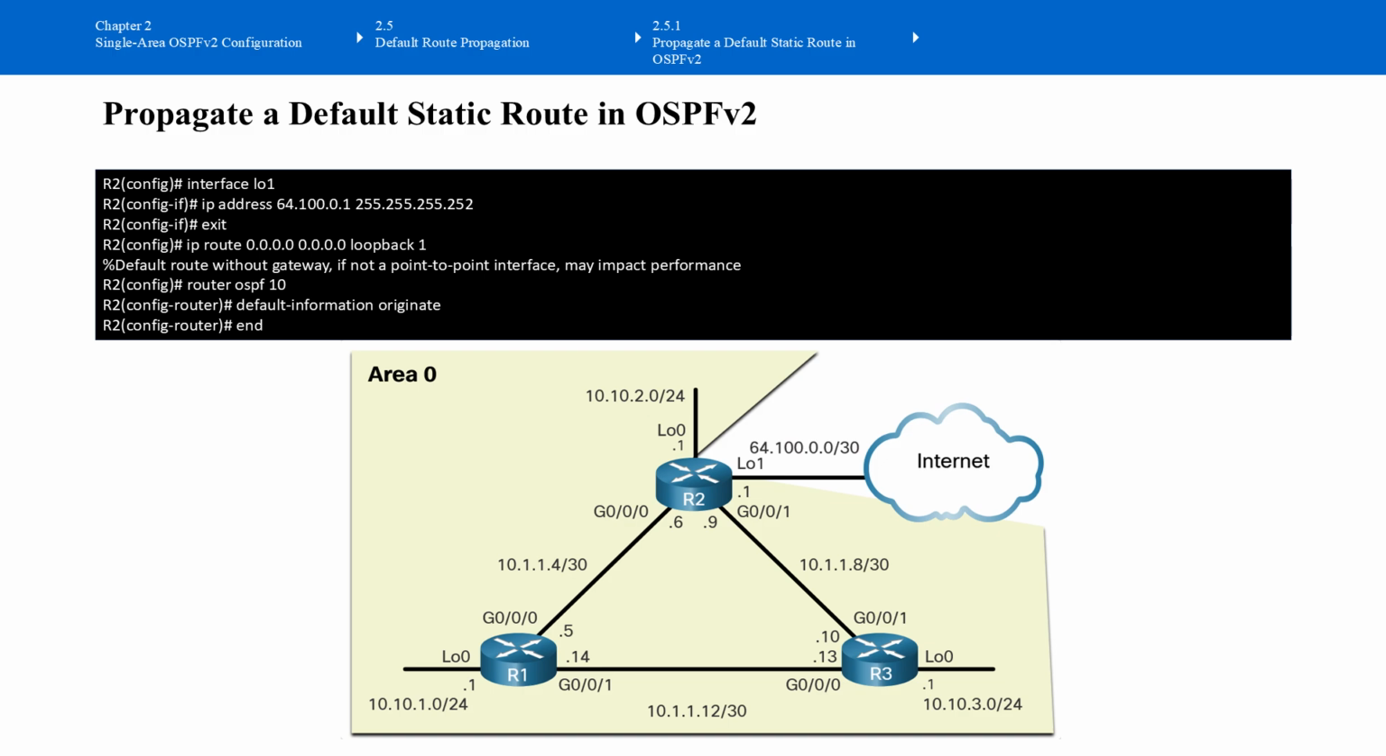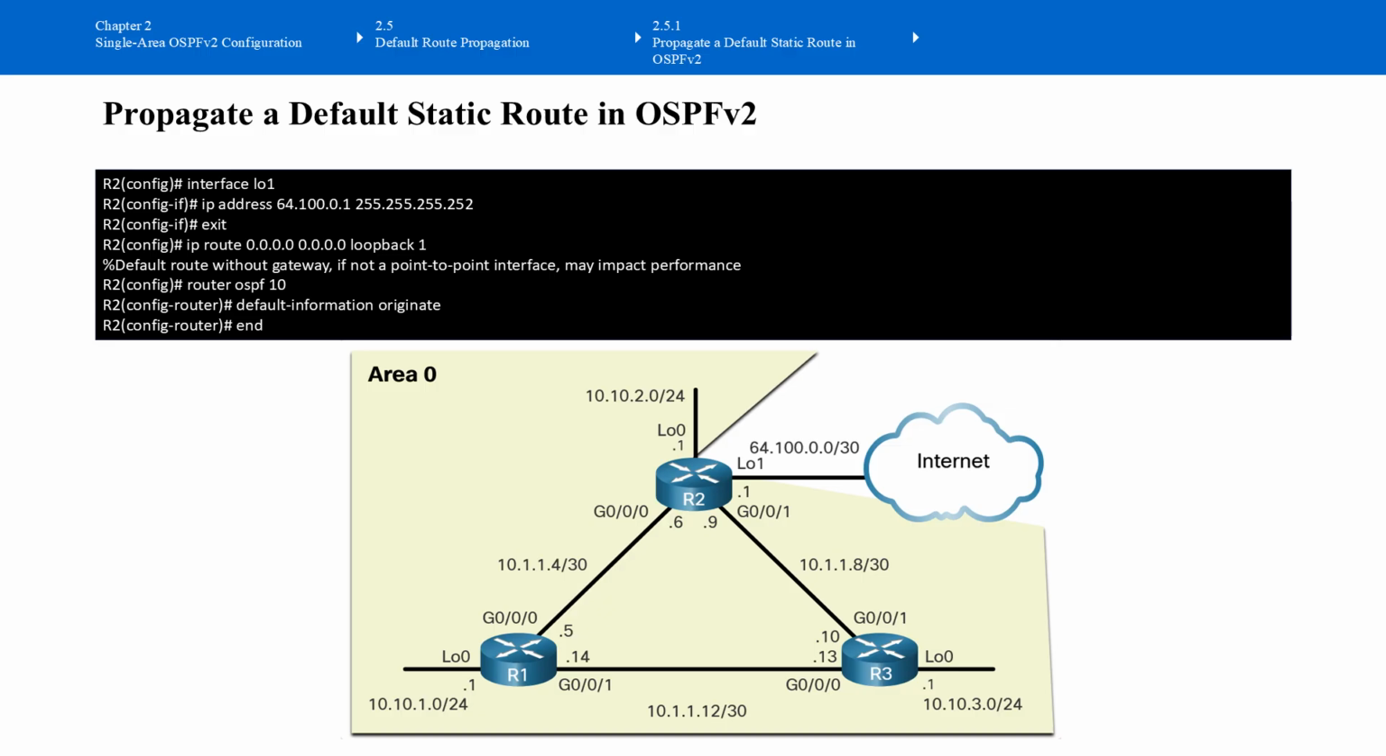And then we configure a default static route using the loopback 1 as the exit interface. In the global config mode for R2, enter ip route 0.0.0.0 0.0.0.0 loopback 1. The message about possible performance impact appears because a loopback is not a point-to-point interface. In the lab, we are only using the loopback to simulate the ISP connection, so the warning can be expected.